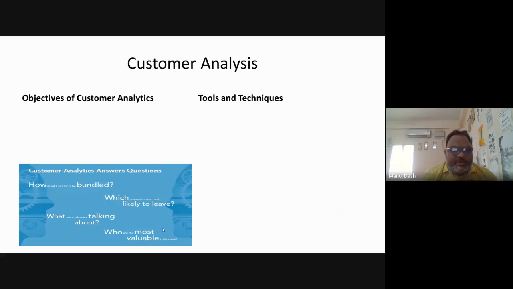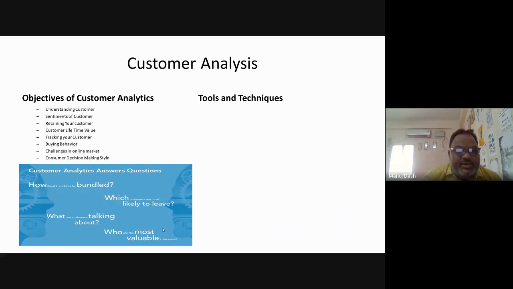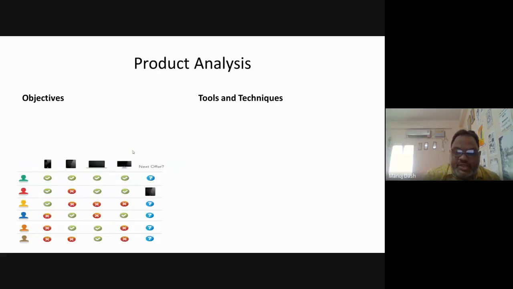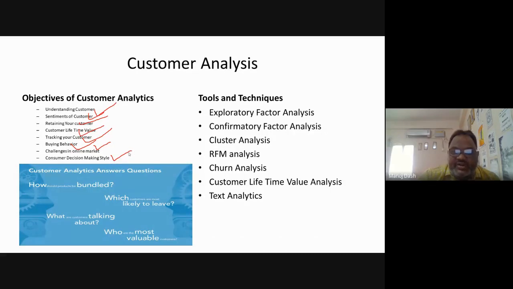Okay. Now, suppose some are interested in customer analysis. What is the objective? The objective is to understand the customer, then to understand sentiments, retain the customer, find CLV, and track your customer. Some are interested in buying behavior, some in the challenges of customers in the online market, and some in decision-making style. If this is the objective, these tools are going to apply: exploratory factor analysis, confirmatory factor analysis, cluster analysis, RFM, churn, CLV, and text analytics.